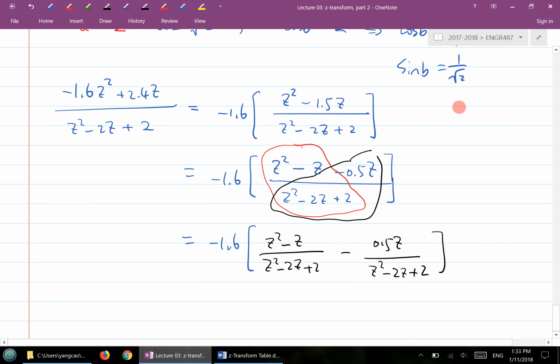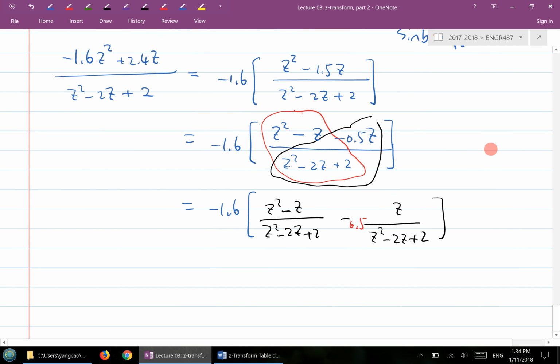So actually that's not bad. Basically you can consider the 0.5 in front of this whole thing. So this is z divided by this. You got it in the table. Okay? So overall, your x of k equals negative 1.6 times the inverse of that, which is a to the power of k cosine bk. So a we already found is root 2. So root 2 to the power of k, and then times cosine bk, cosine pi over 4 times k.